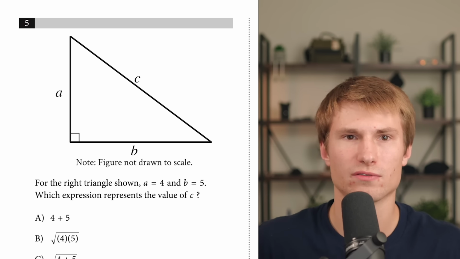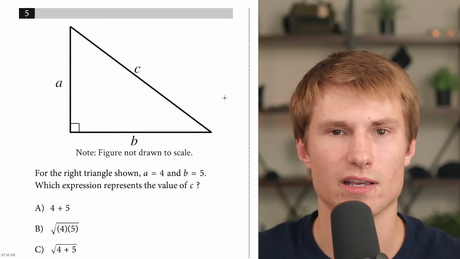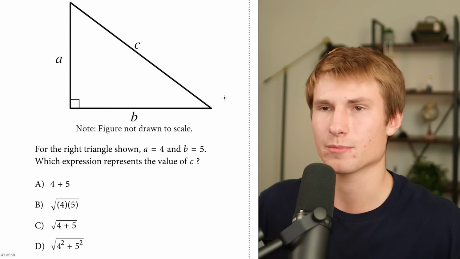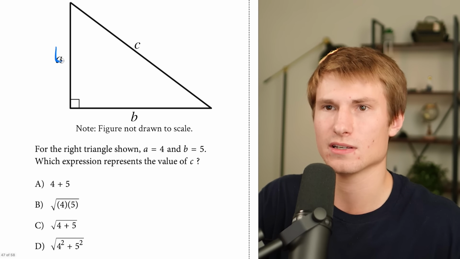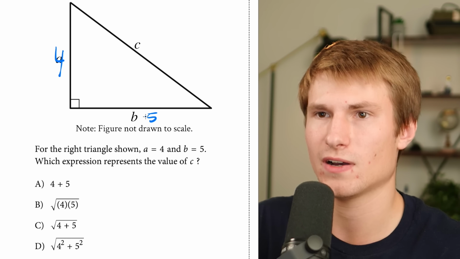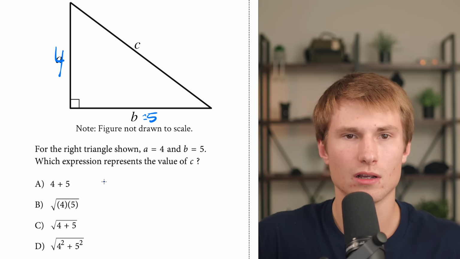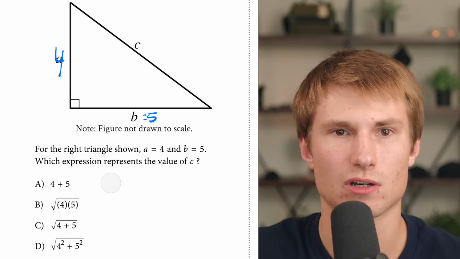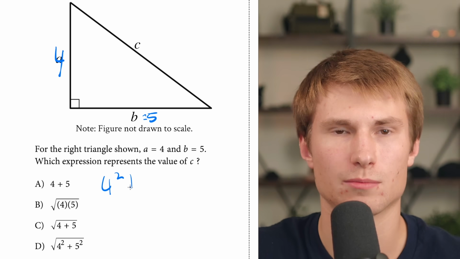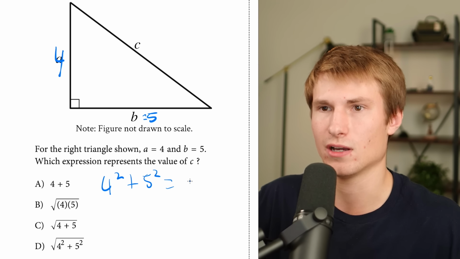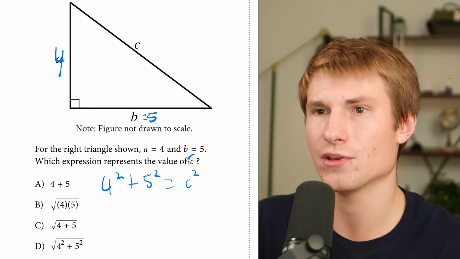All right, here's question 5. For the right triangle shown, A is equal to 4, B is equal to 5. Which expression represents the value of C? Well, let's go ahead and write this in. A is 4, B is 5. Well, we know that this is just A squared plus B squared equals C squared, right? So that's going to be A squared, which is 4 squared, plus B squared, which is 5 squared, is going to equal the value of C squared. Keep in mind, we need the value of C, not C squared.